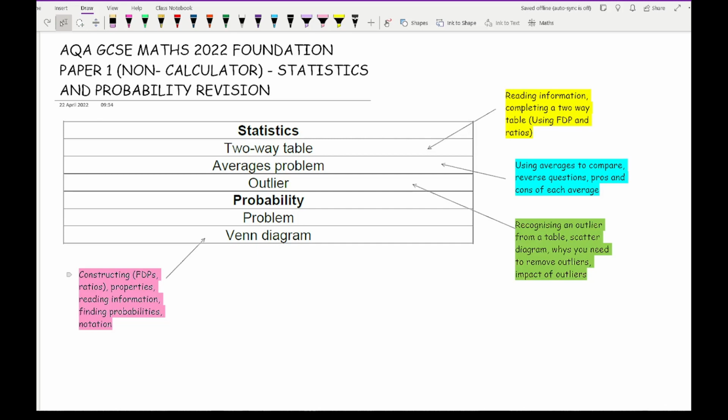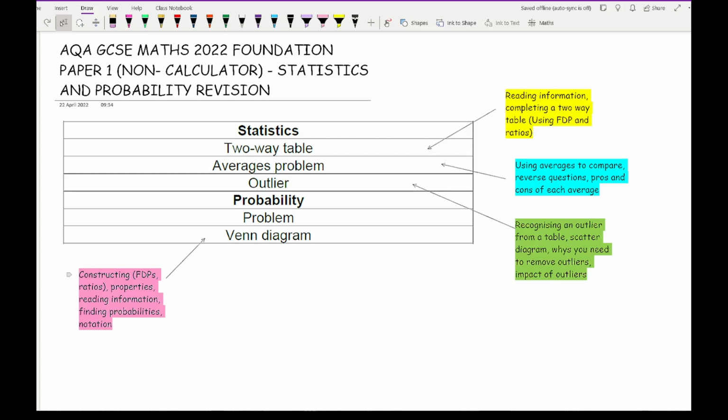When it comes to averages problems, this is not actually physically calculating the mean, the median, the mode, or working with the range. I would say a question related to this on this paper is going to be about comparing averages, or working backwards, where you're given the mode, the mean or the median and you need to find one of the pieces of data, and also maybe looking at the pros and cons of each average. It's really important you know when is the right time to use the mean, when to use the median, and when to use the mode.